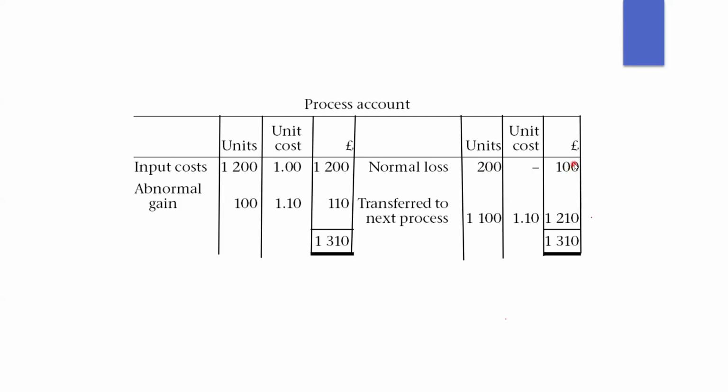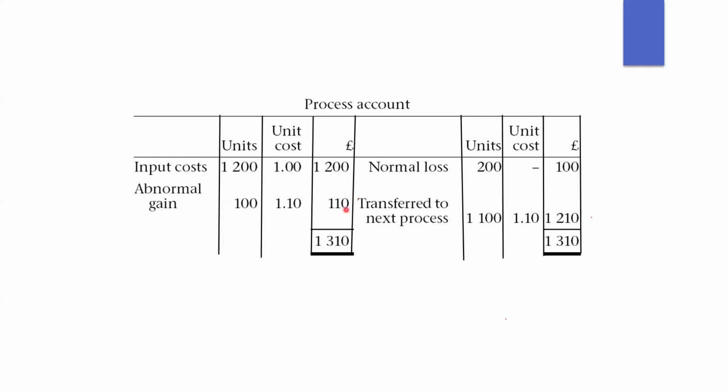You can remember we have calculated the cost per unit of the output, which is £1 and 10 pence. So we are going to multiply it with the output quantity 1100. So we are getting 1210. When we add them together, we are getting 1310 on the credit side. Now you know that debit side should be equal to the credit side. So the difference between the input cost and the total will give you the abnormal gain value.